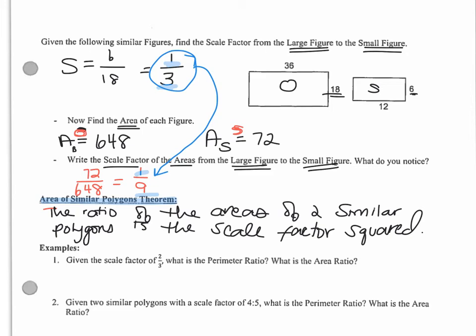So if I have my scale factor, and I'm going to say my scale factor is A over B, what do I know about my perimeter ratio? Well, my perimeter ratio is going to be the same. That's going to be A over B. And what do I know about my area ratio? Well, it's squared, so it'll be A squared over B squared.